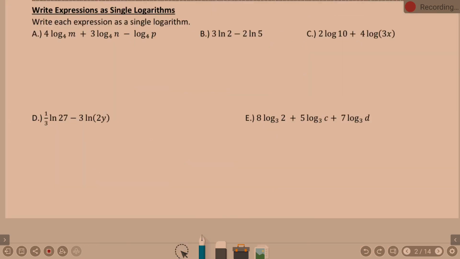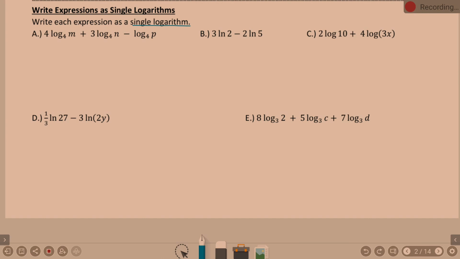Because down below, we're going to reverse this. Now we have log expressions, which are multiple logs being added or subtracted, and our job is to write each expression as a single logarithm. Sometimes I've seen the word condense, because we're taking multiple logs and condensing them. On the first example: 4 times log base 4 of m plus 3 times log base 4 of n minus log base 4 of p.